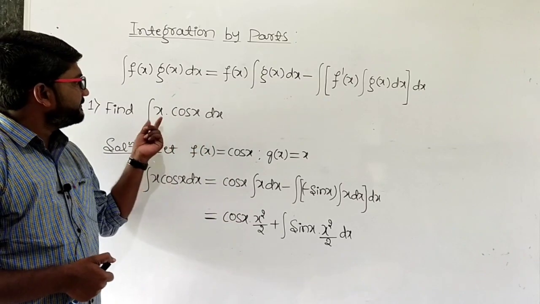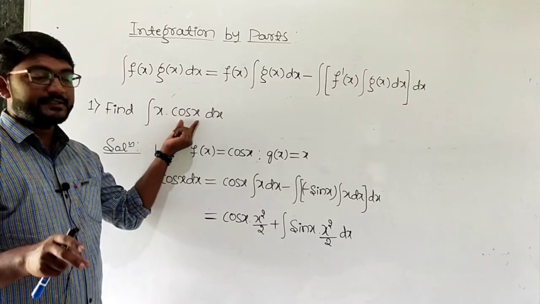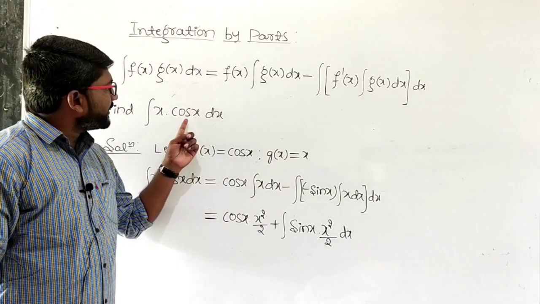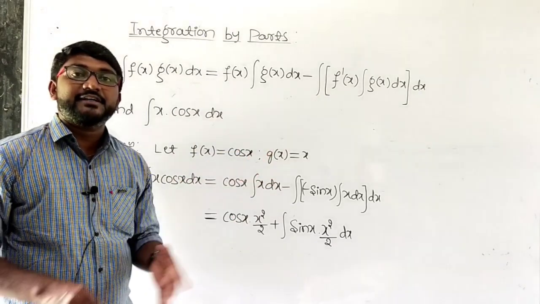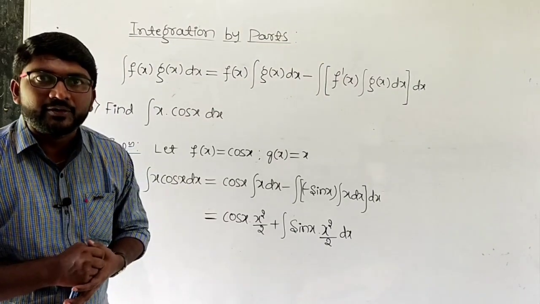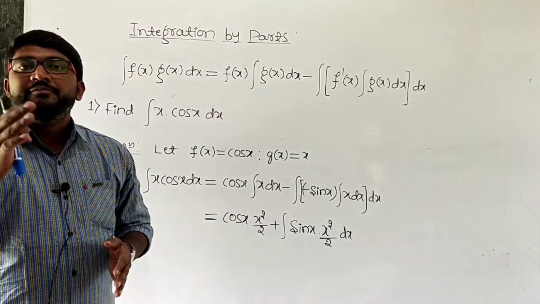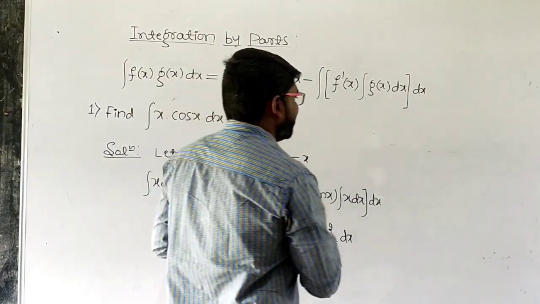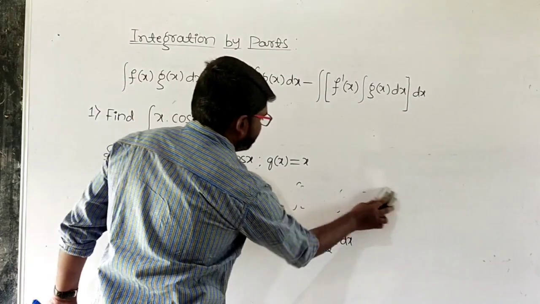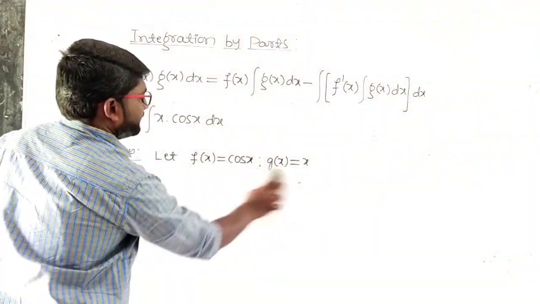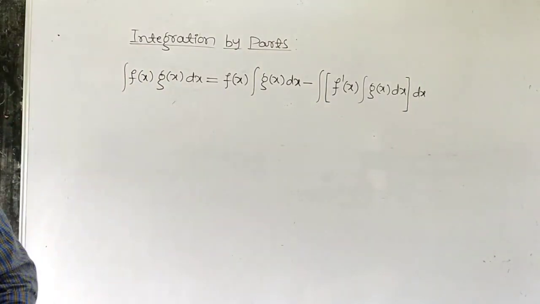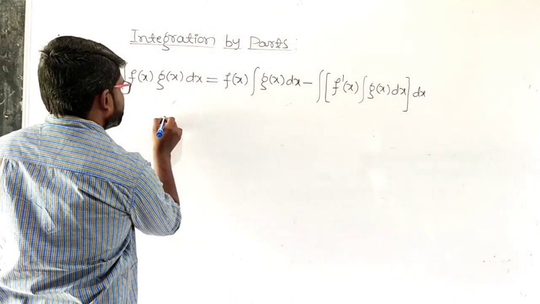So what did you observe from this? In the previous case, if we take x as the first function and cos x as the second function, within 2 steps we got the answer. Here if we take cos x as the first function and x as the second function, the given integral has been reduced to a more complicated form. So for this reason we follow the ILATE rule for selecting the functions. See here, we'll rub this off. So here we have the formula, that is ILATE.